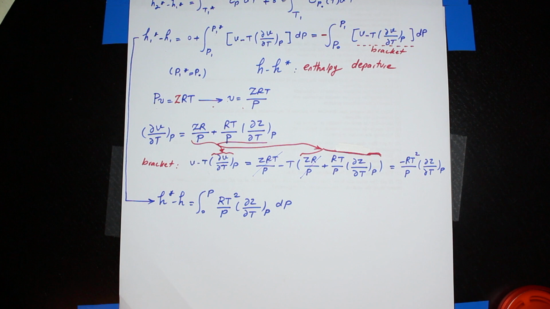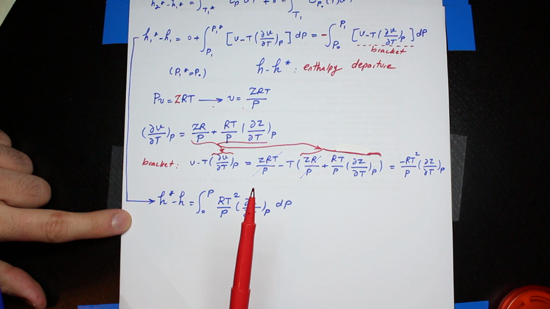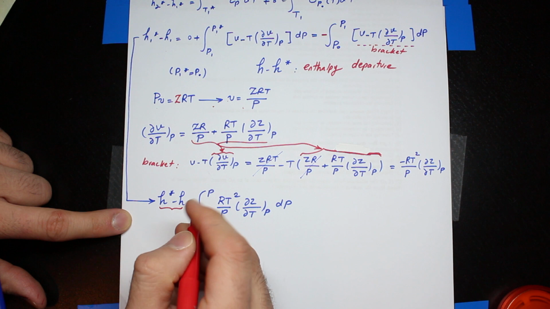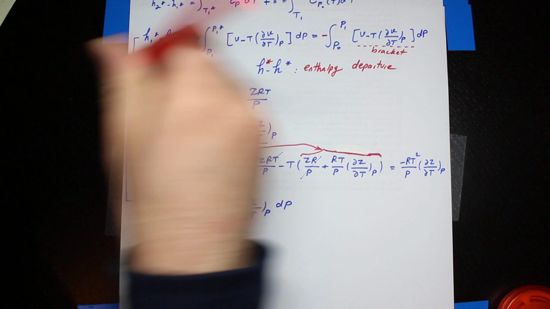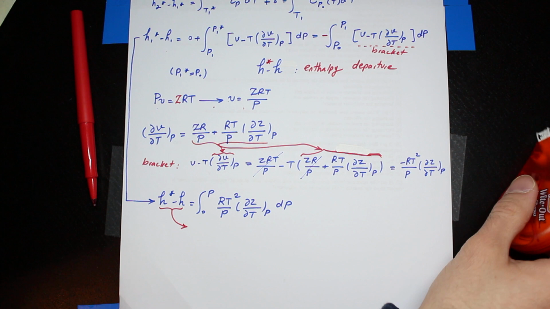Okay, now, as I said, we call H star minus H enthalpy departure. I think here I mentioned that H minus H star is enthalpy departure, but in fact it should be H star minus H enthalpy departure. Correct your notes. It should be H star minus H enthalpy departure.